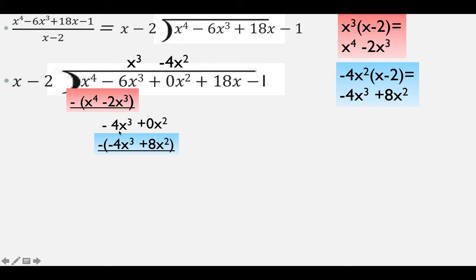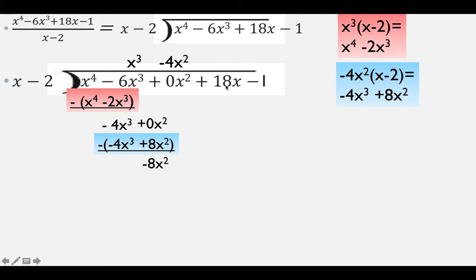Now, let's go ahead and start subtracting. So negative 4x to the third minus 4x to the third, because I'm distributing. So minus 4x to the third is positive. So basically what you have here is negative 4x to the third plus 4x to the third. That is 0, right, because one's negative. Great. So now you have 0x squared, so nothing, minus 8x squared. Again, I have to distribute this negative into here. So 0 minus 8x squared, that's going to be negative 8x squared.